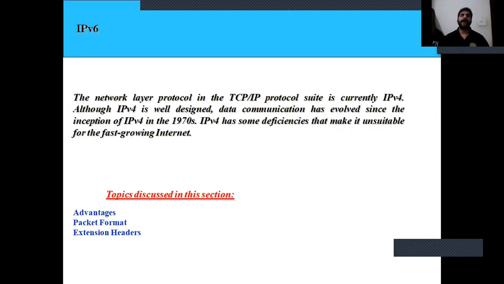So IPv6 is the network layer protocol in the TCP/IP protocol suite. It is currently IPv4, although IPv4 is well designed. Data communication has evolved since the inception of IPv4 in the 1970s. IPv4 has some deficiencies that make it unsuitable for the fast growing internet.